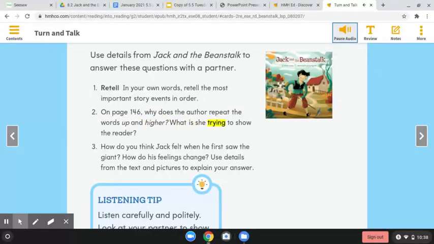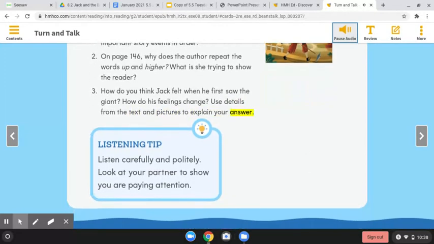How do you think Jack felt when he first saw the giant? How do his feelings change? Use details from the text and pictures to explain your answer. Listening tip. Listen carefully and politely. Look at your partner to show you are paying attention.